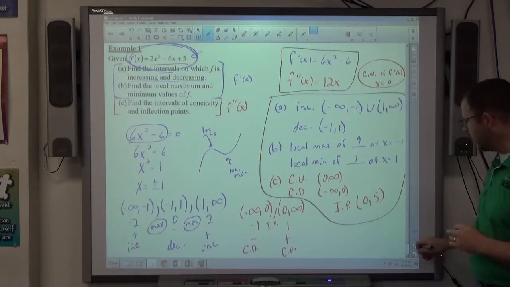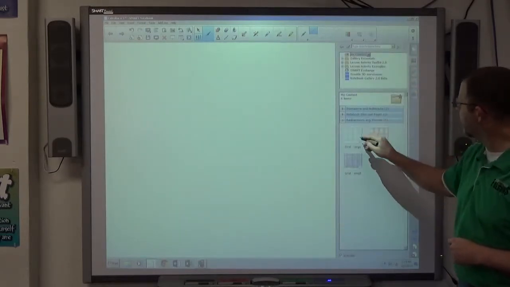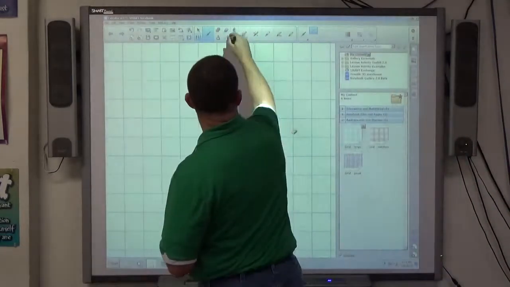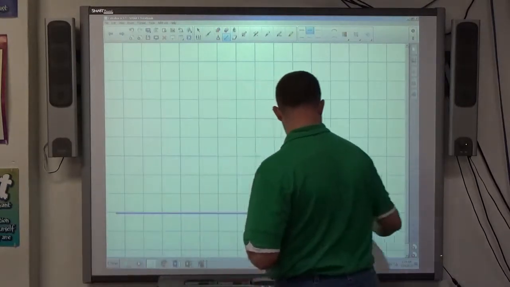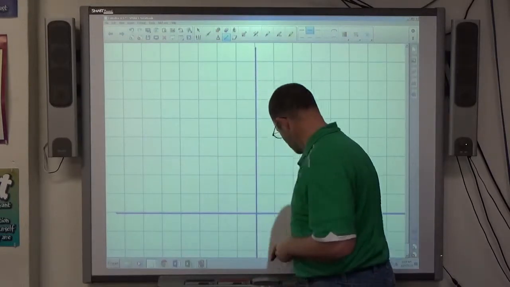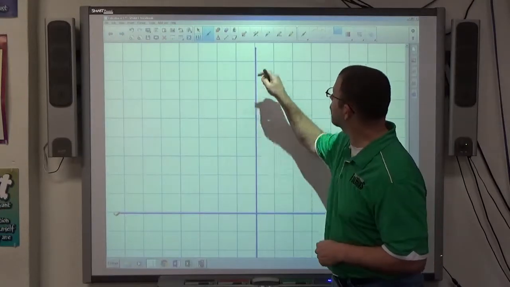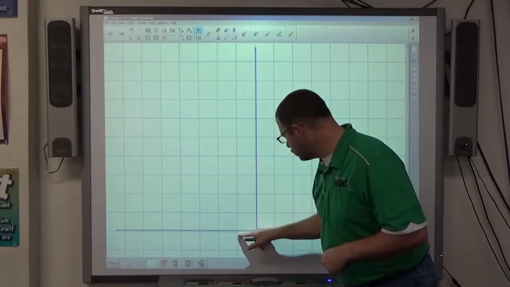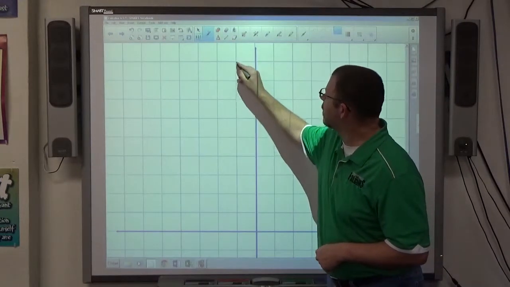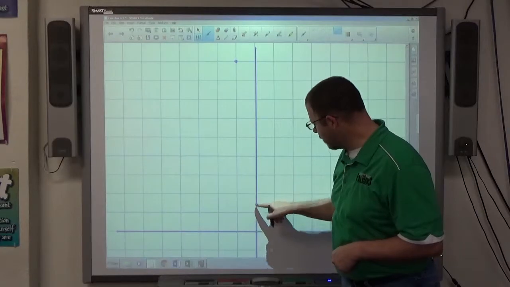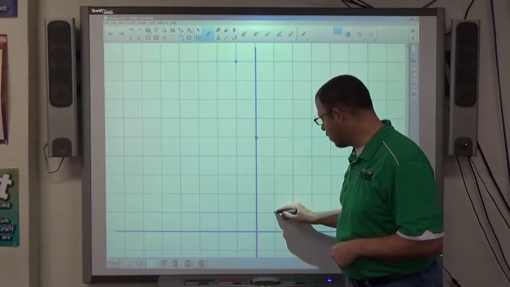So now if I went to a piece of graph paper, using all the information I just determined, it was above the x-axis. I had negative 1, 9. Oops, I didn't put it far enough down. All right. 1, 2, 3, 4, 5, 6, 7, 8, 9. That's a local maximum, right? 0, 5, 1, 2, 3, 4, 5 is an inflection point, and 1, 1 is a local minimum.